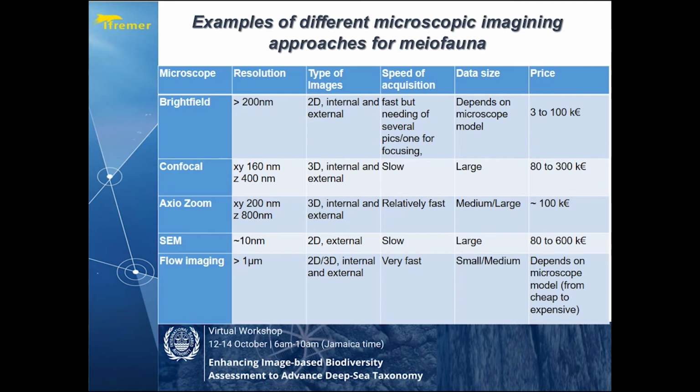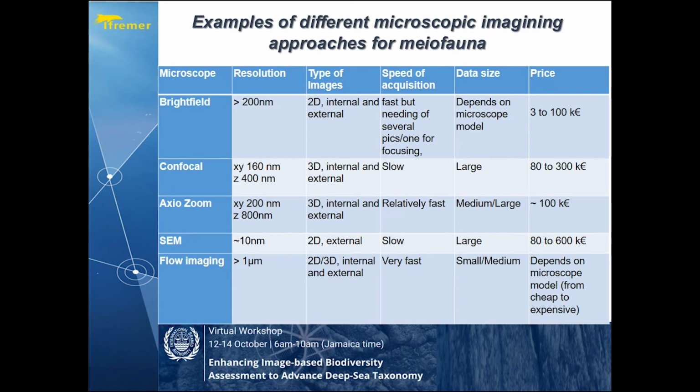The confocal ones give very high resolution 3D, but they are slow, with large data sizes, and they are very expensive. AxioZoom has high 3D resolution. They are faster than the confocal, but they are still quite expensive. With the scanning electron microscope, the quality of images is very, very high, but only external, and it is slow and again expensive. And there is a lot of development for microscopic cameras in flow.